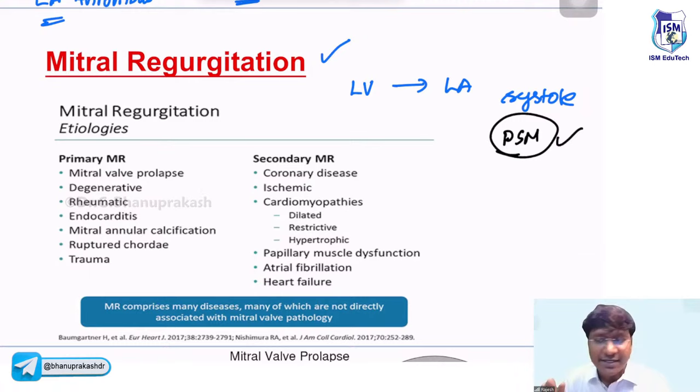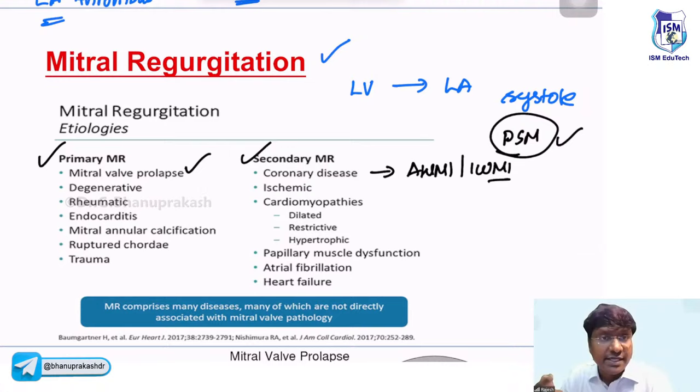And at the same time, you need to be very much aware of the etiologies causing mitral regurgitation. You have primary and secondary MR. Primary means the pathology is within the valve. One very important example is mitral valve prolapse. Secondary MR means the pathology is not in the valve per se, but it affects the mitral valve apparatus, like for example coronary artery disease. Which coronary artery disease? Anterior wall MI or inferior wall MI. They can cause rupture of the papillary muscles, resulting in prolapse of the mitral valve, causing mitral regurgitation.